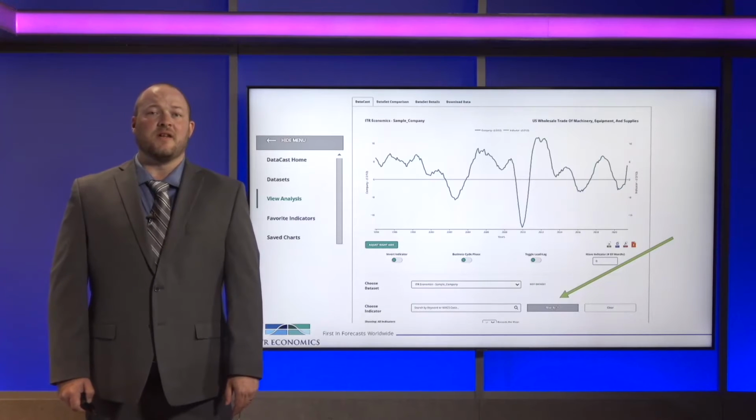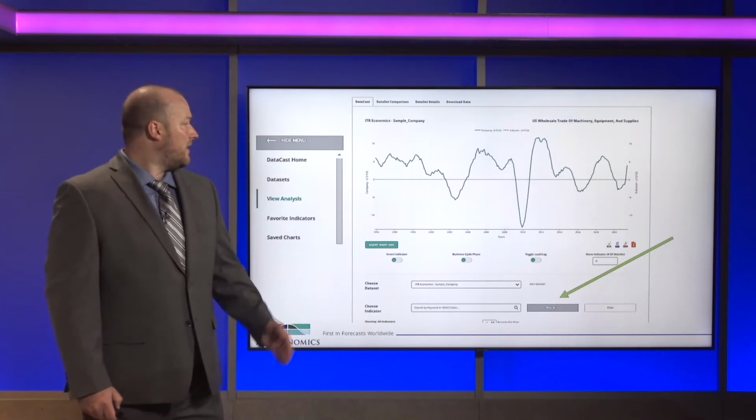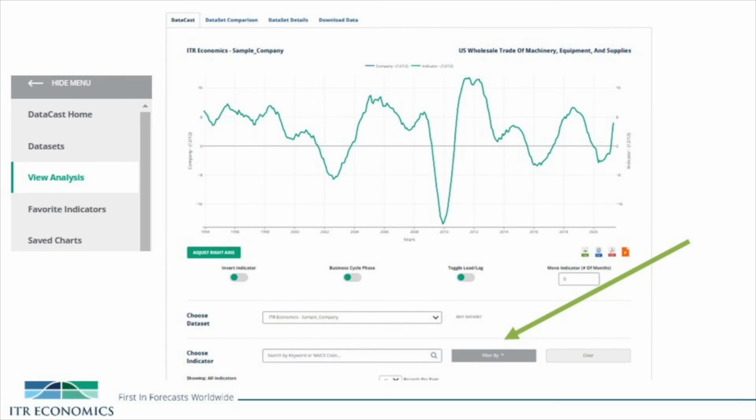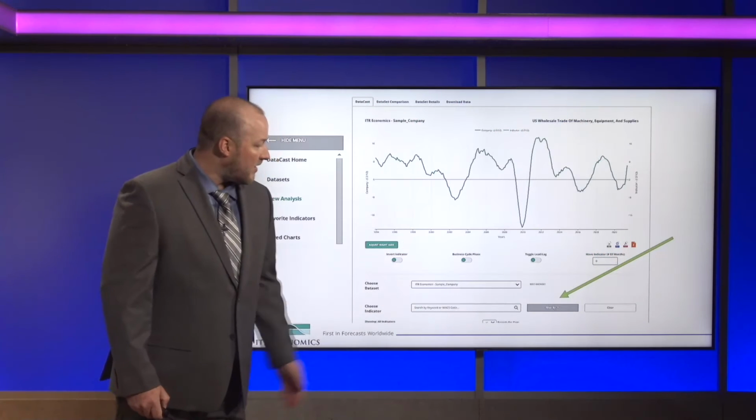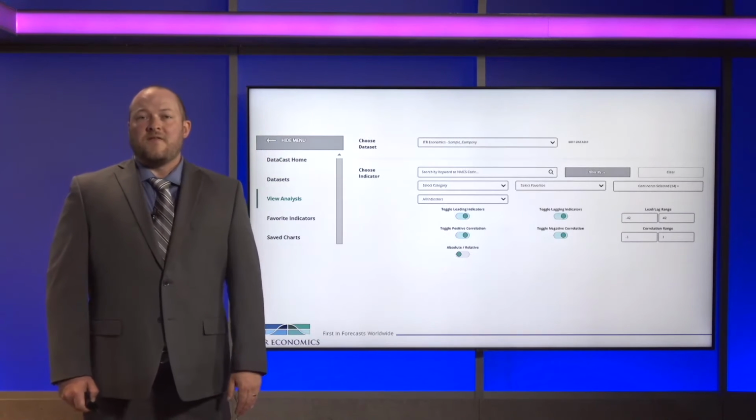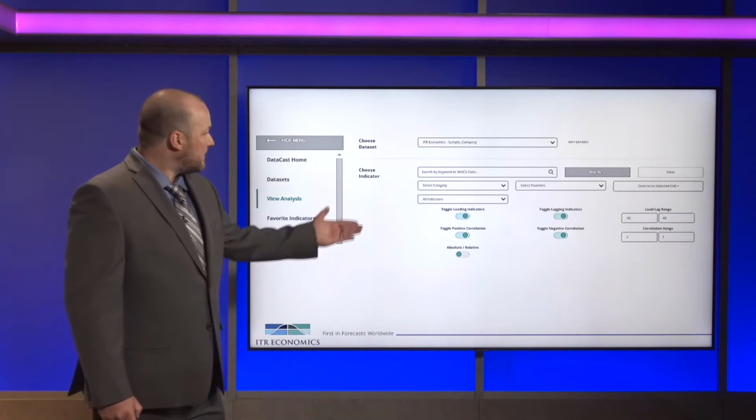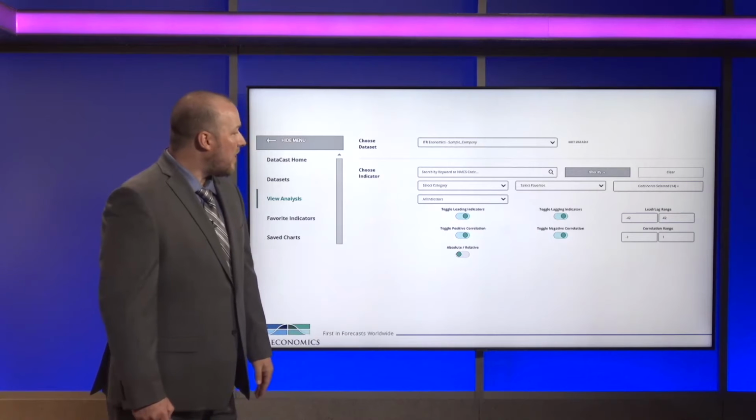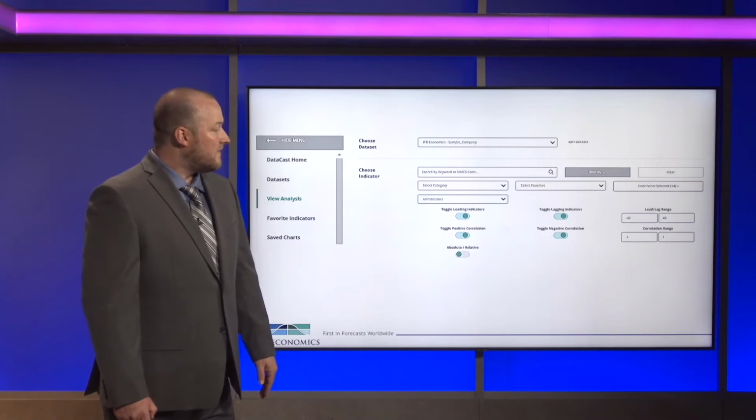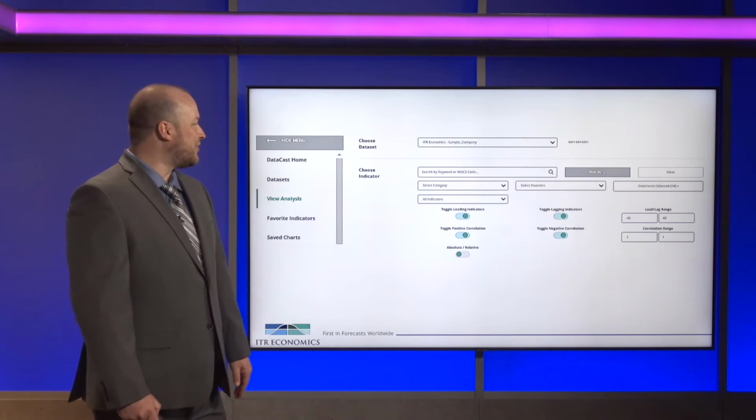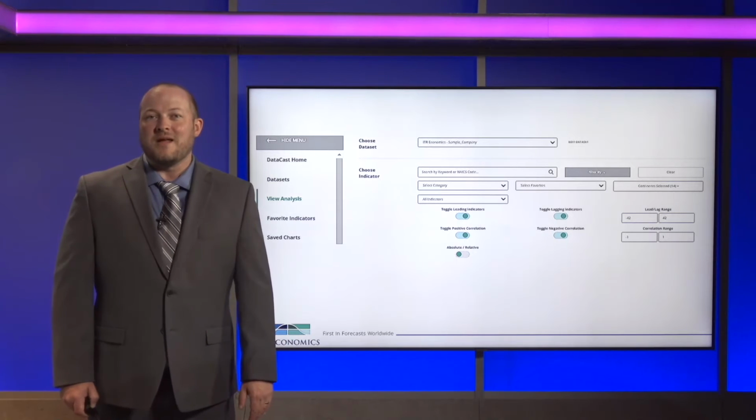So let's take a look at your DataCast. So I'm looking here at a screen of the initial DataCast if you click on View Analysis. And what I want to show you how to use is the Filter By button. So you can see that down there in the corner. So if I click on that Filter By button, it gives me this host of different menu options, all kinds of things. Lead lag range, correlation range, search by keyword or NAICS code.